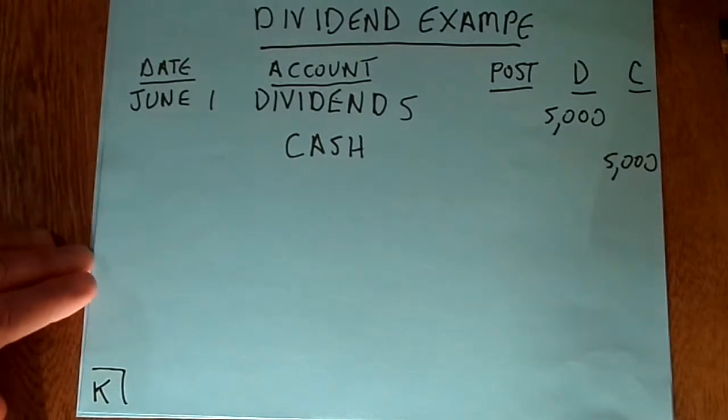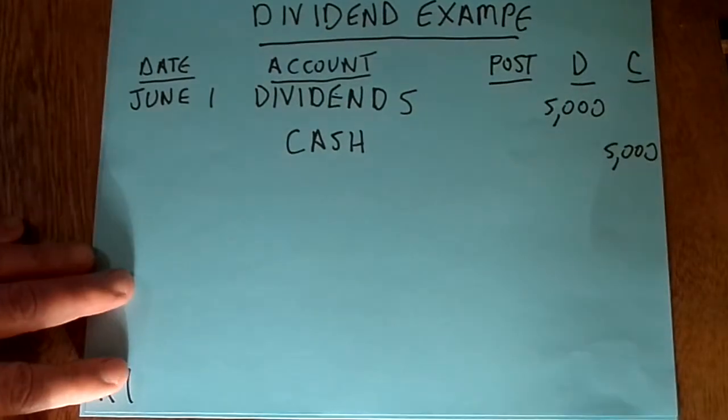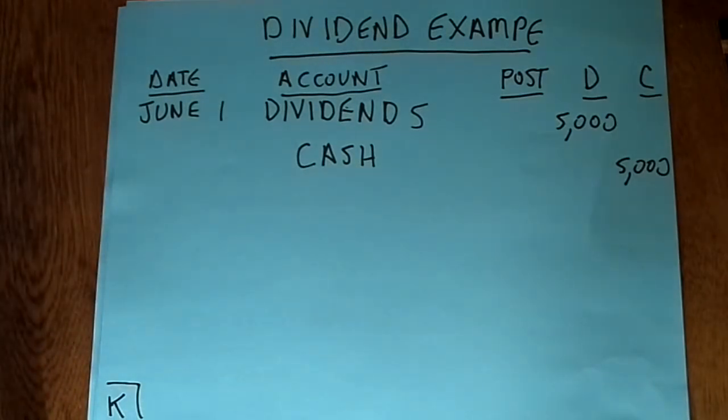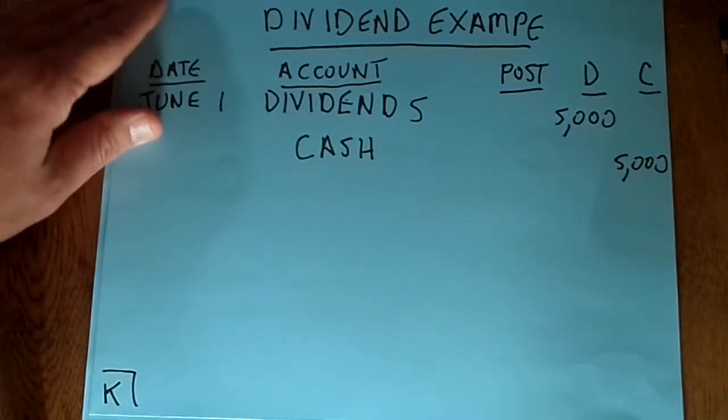Here's a dividend example. If the business was profitable and pays its owner, Connor, some money, as it might have on June 1st, then we'll show dividends to Connor going up $5,000 with a debit, and we'll show cash going down $5,000 with a credit, as we pay Connor out.